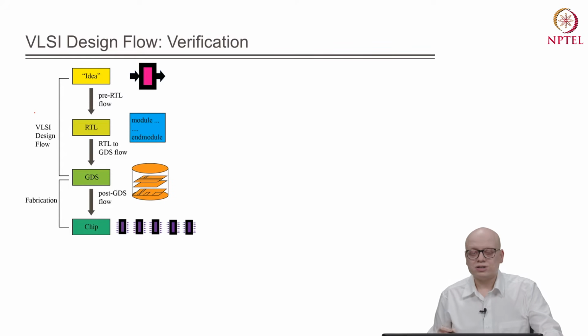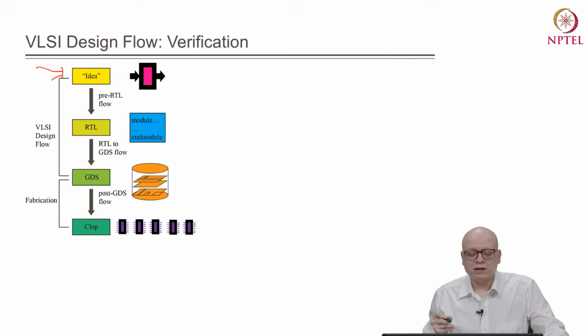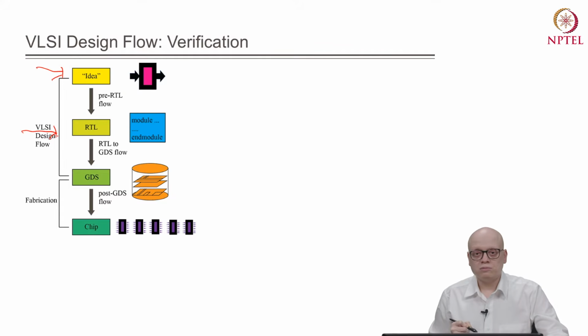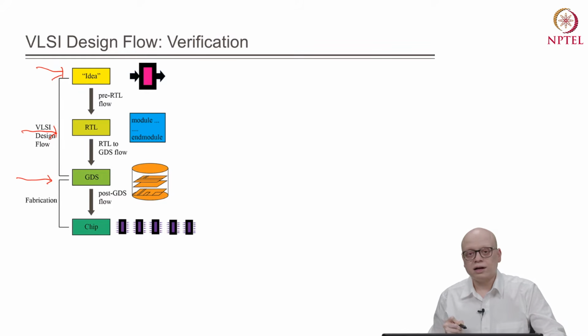In the earlier lectures, we have seen how to implement a design. Implementing a design means that we are making changes to a design. We started with an idea, then we carried out our system level design, and then we got an RTL, and then we went through the RTL to GDS flow, and at the end of this we got a GDS or the layout. So, in this transformation from RTL to the layout, a design goes through various EDA tools.